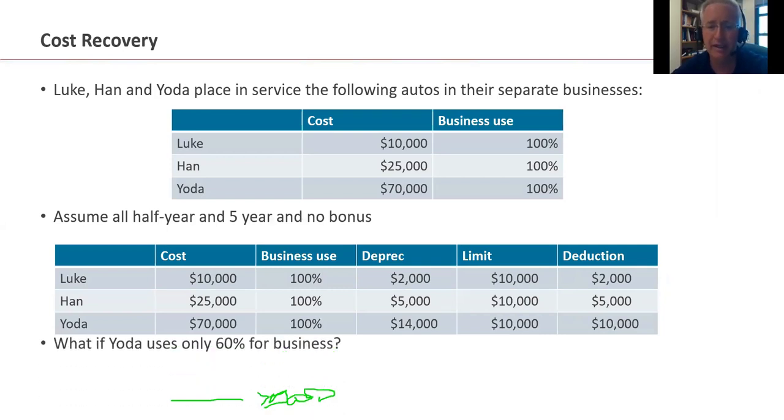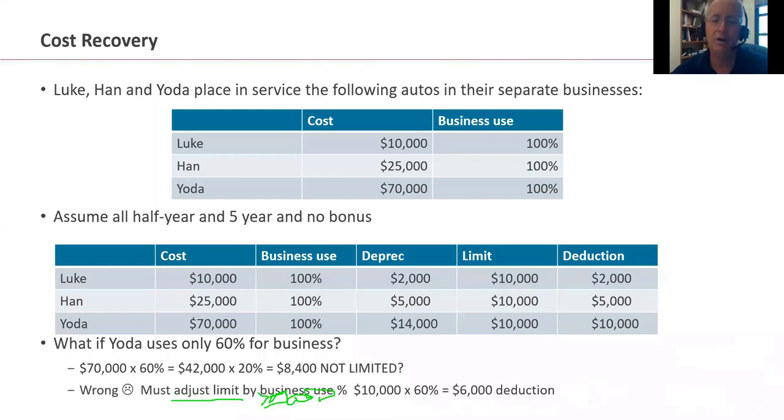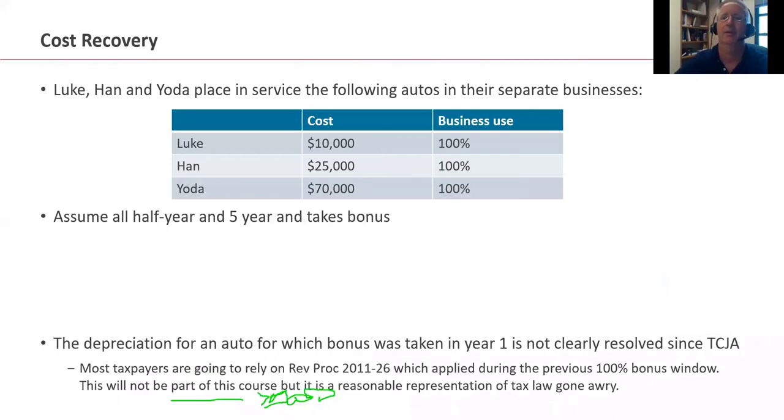So what if Yoda only uses his car 60% for business, which is entirely plausible? So you take the 70,000 multiplied by 60%. His depreciable basis is 42,000 times 20%, right? That's the depreciation factor. That's 8,400. Well, wait a second, 8,400, that's less than 10,000. No depreciation limitation, right? Incorrect. You also must adjust the limit by the business use percent. So if his limit was 10,000, he has to multiply that by the same 60% as his business use. Therefore, his limit is only 6,000 and it is limited to the $6,000. Okay.